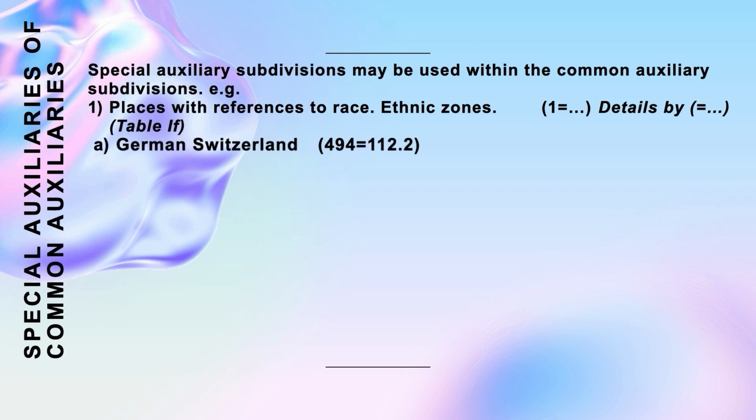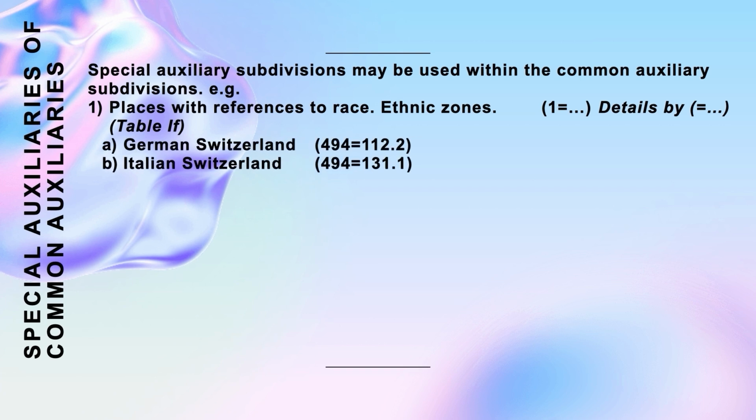So German Switzerland, Italian Switzerland. The place Switzerland, that number is (494), but German and Italian are actually taken from the language table, =112.2 German language, =131.1 Italian language. So German Switzerland, that is Switzerland where German people are there. So we can construct the class number this way.